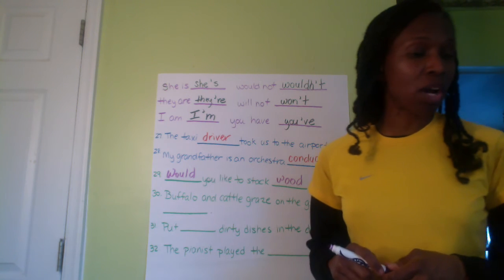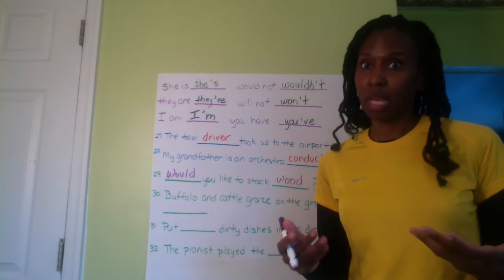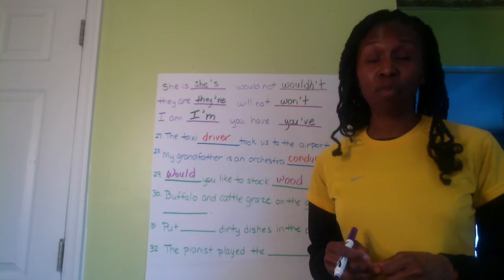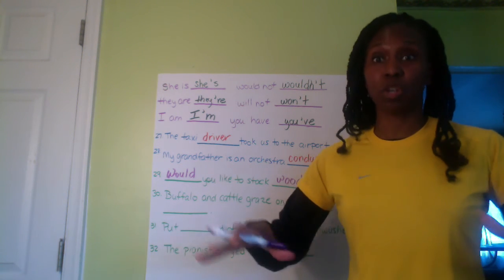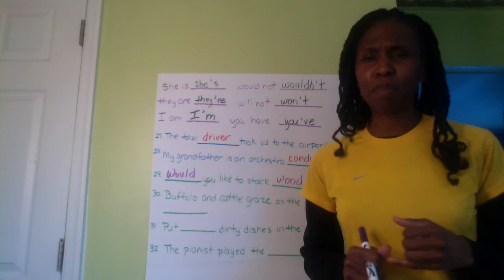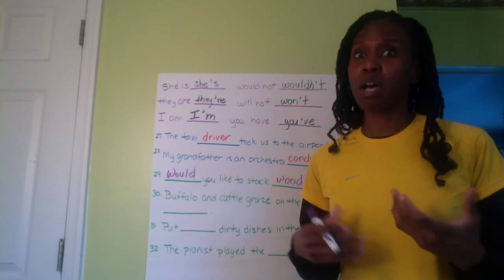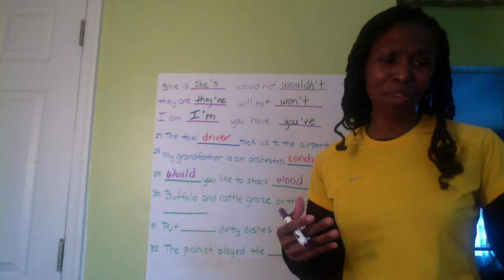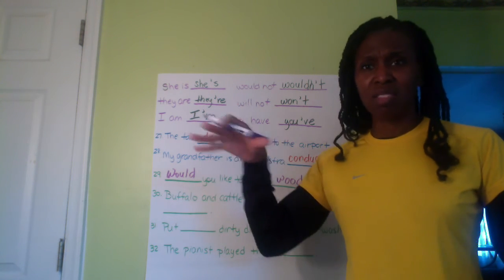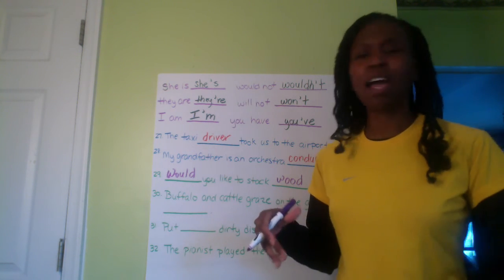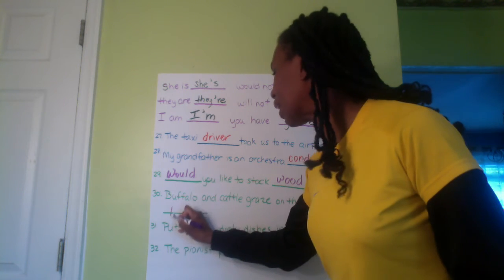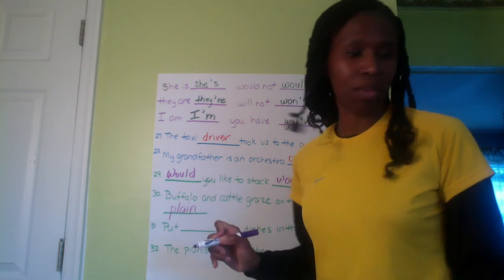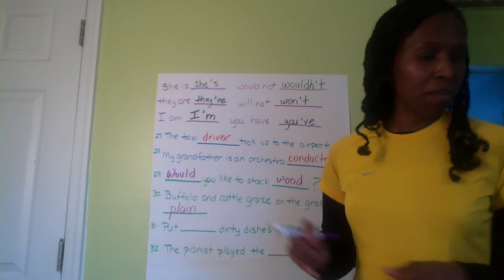Buffalo and cattle graze on the grassy plain. Okay, I know it's plain, but which one is it? The first one, P-L-A-I-N, refers to a geographic feature in land. The second one, P-L-A-N-E, is a mode of transportation in the air. All right, so the buffalo, they don't graze on this thing that flies through the air. They graze on the grassy plain. P-L-A-I-N. Okay.